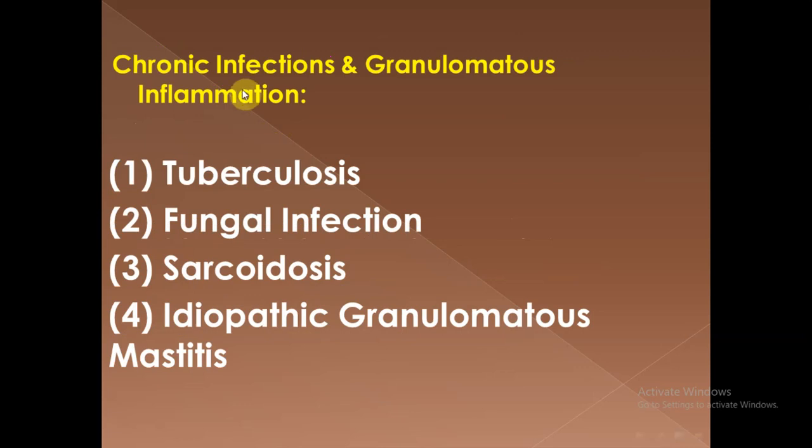Chronic mastitis and granulomatous mastitis. In chronic mastitis, we have chronic non-specific mastitis, and we have granulomatous mastitis. Here are the causes of granuloma in the breast. At the top of the list we have tuberculosis. In TB there will be caseating granuloma, giant cells, epithelioid cells, plasma cells, and lymphocytes.